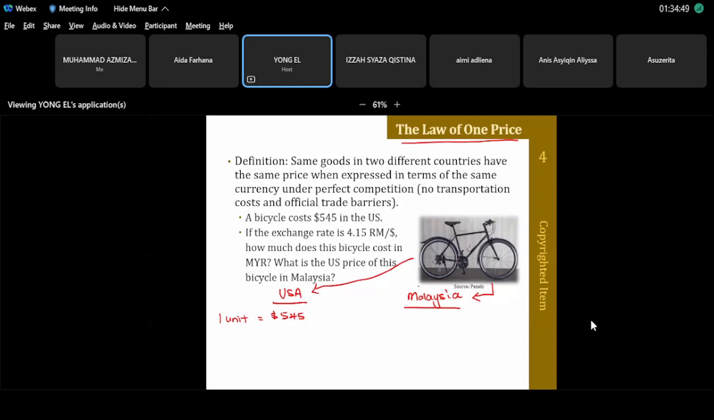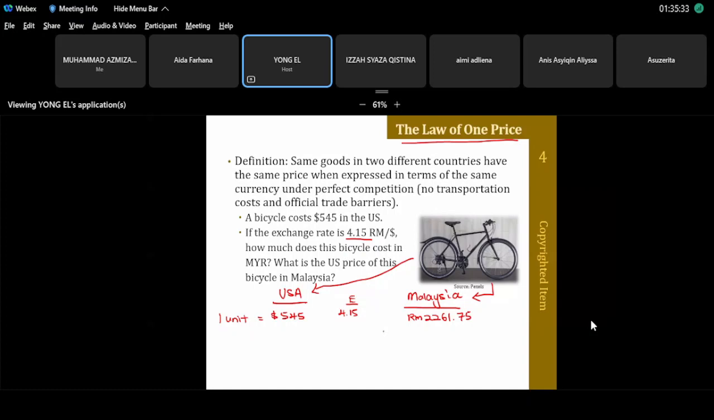In contrast, for the price in Malaysia, we need to understand the conversion using the exchange rate here. The exchange rate here is 4 ringgit and 15 cent for $1. We just need to convert this price using this exchange rate. We find the price in Malaysia, correct? Can anyone calculate? Let me know the answer here. Very quick, Lam, thank you. 2261.75. Okay, thank you, Amy.